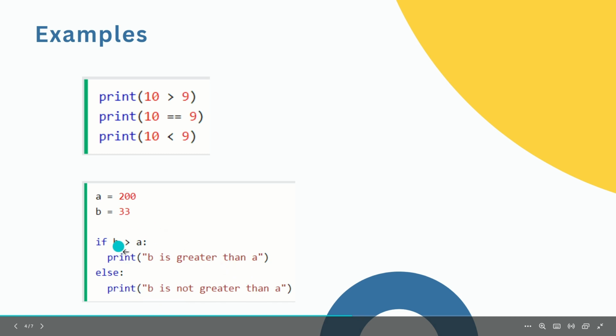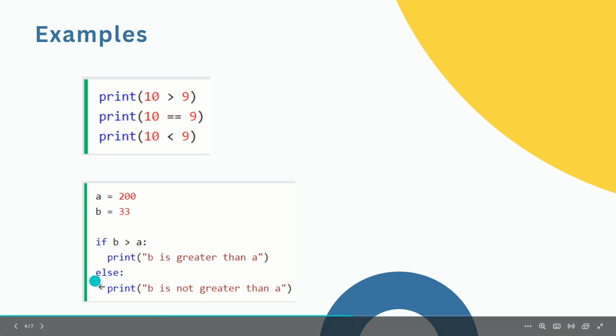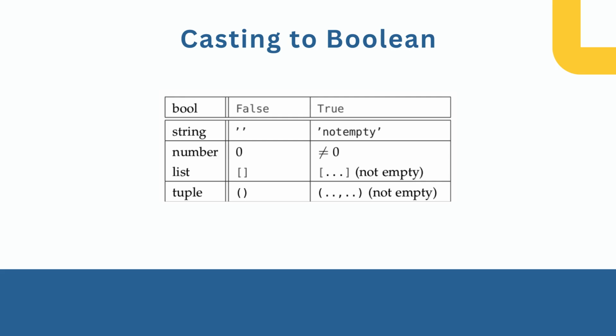Now in this case B is 33 and A is 200. So is B greater than A? No, 33 is not greater than 200. That's why this statement will not be executed and the else statement will be executed, which says print B is not greater than A. So if we run this code, this will be printed, B is not greater than A, which is correct.